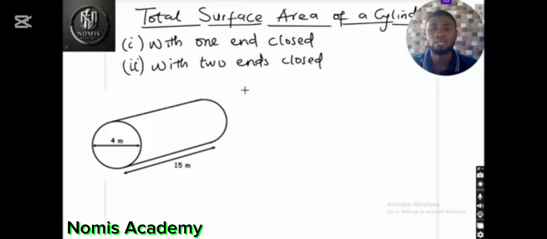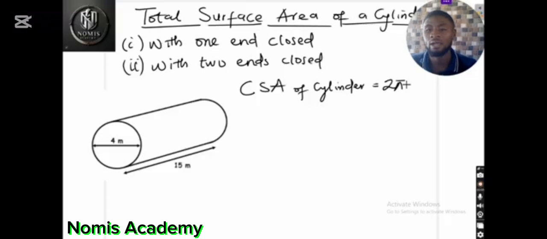Recall that the curved surface area of a cylinder is 2 pi RH. Now, when one end of the cylinder is closed, we tend to calculate the total surface area including the closed area. So it becomes total surface area.